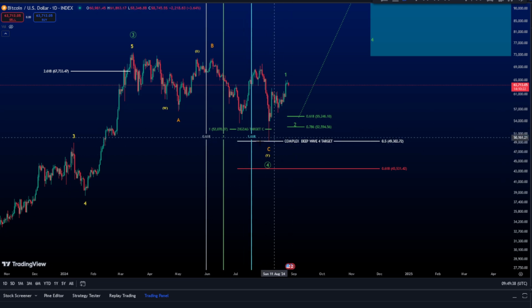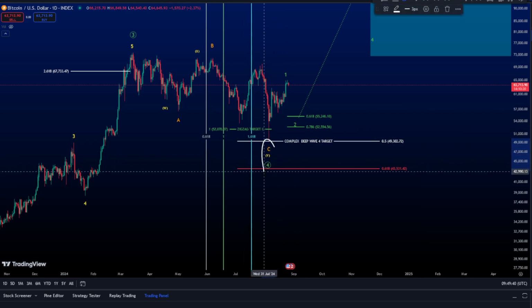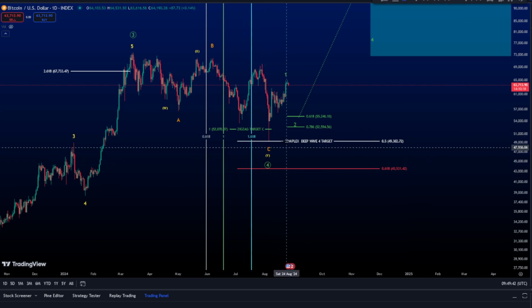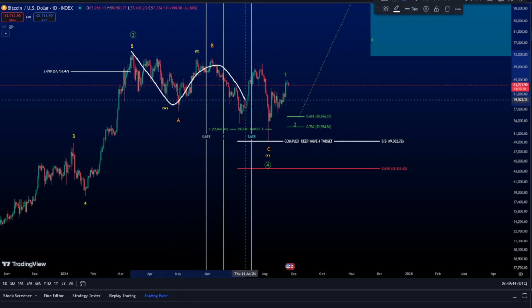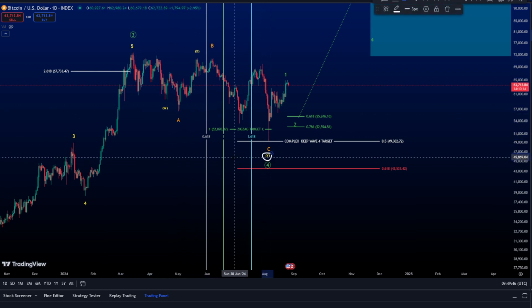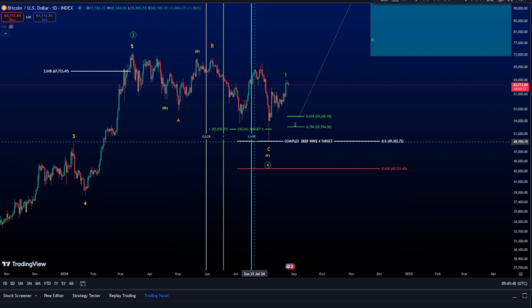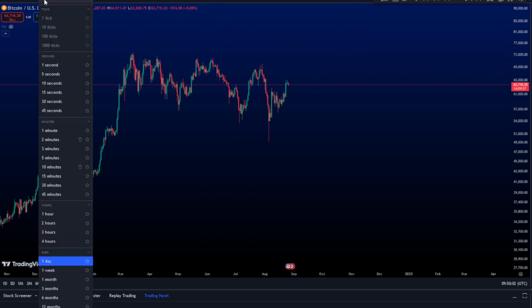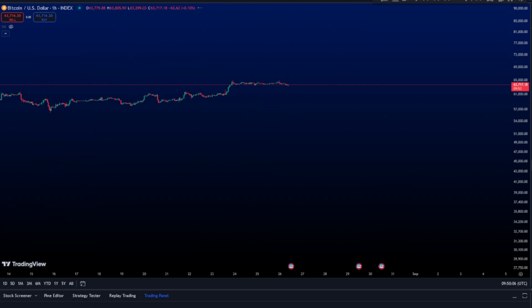The possibility is still there that a finished wave C here is done, because we can consider this as WXY, but still the WXY has overshot the 1.618, which is not really allowed in Elliott Wave theory as well. This is regarding what's going on here. And now let's move on inside this area to see what's going on the 1 hour chart.